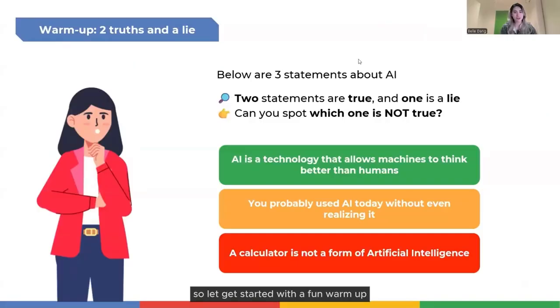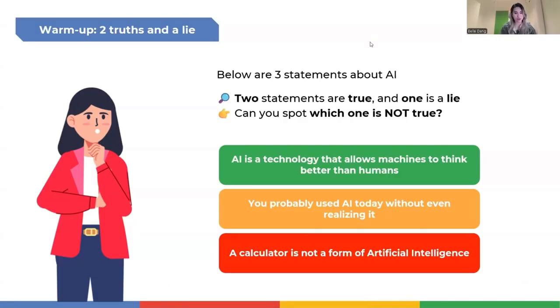So let's get started with a fun warm-up. Let's play a quick game, two truths and a lie. I'll show you three statements about AI that we have covered in the previous modules. Two are truths and one is a lie. Take a moment to think about your answers. Which one do you think is not true?